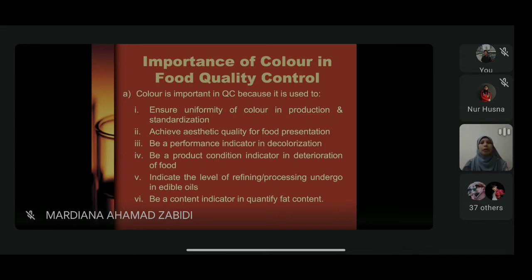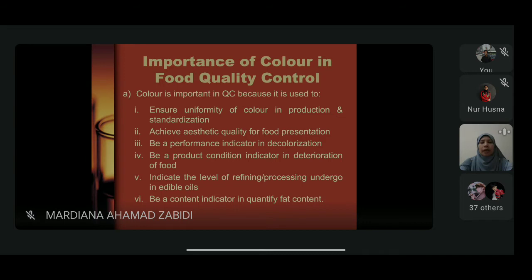The same applies when we talk about color measurement. Whether you use equipment or you use a human, this is considered physical evaluation. Color analysis is not chemical analysis, it is a physical analysis, unless you are measuring color by using a spectrophotometer. That one is different. When you use a chromameter, that is using equipment or instrumentation.